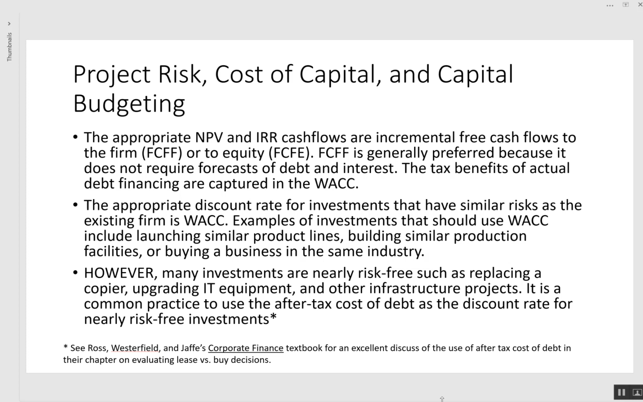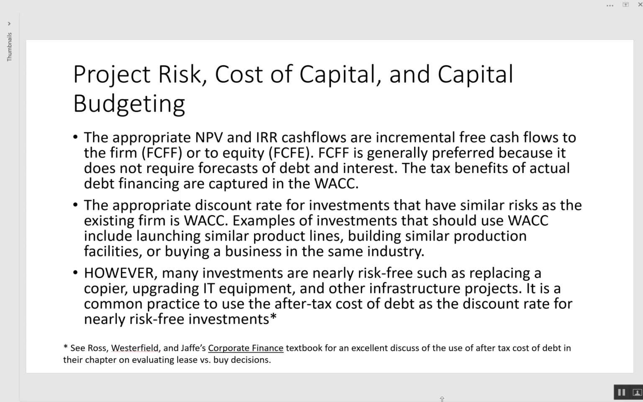However, the free cash flows of the firm is generally preferable because it doesn't require forecasts of debt and interest, which then requires you to have a long-term strategy and short-term strategy of capital structure. Now the actual tax benefits of actual debt financing are not captured inside the cash flows; they're captured in the weighted average cost of capital.